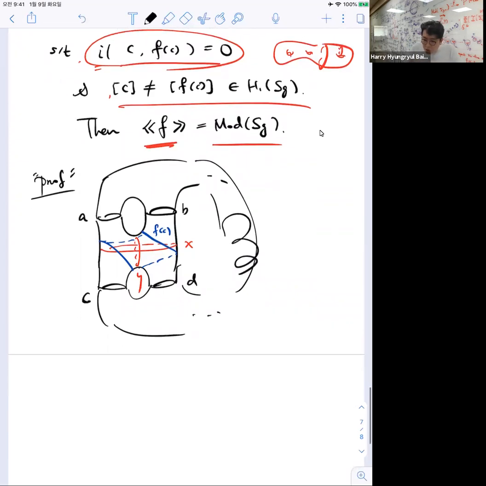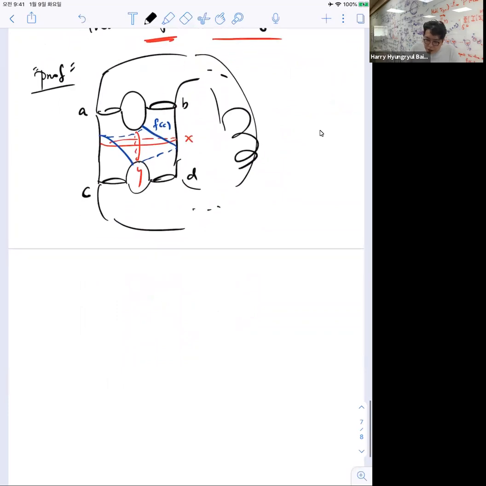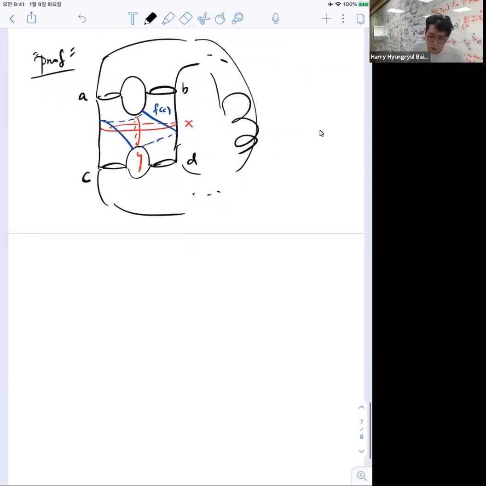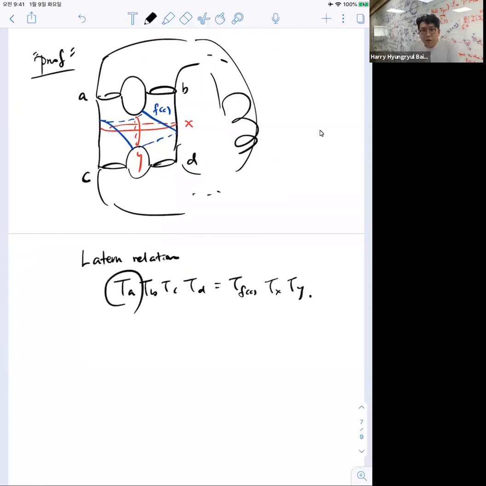So once you know that, now you're just running the argument using some fact you know about the mapping class group. The most famous relation in the mapping class group is the so-called lantern relation, which says in this configuration, T_A T_B T_C T_D is T_{F(C)} T_X T_Y. So here, T sub some curve means the Dehn twist.